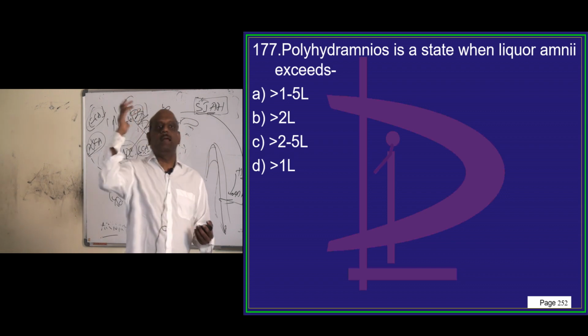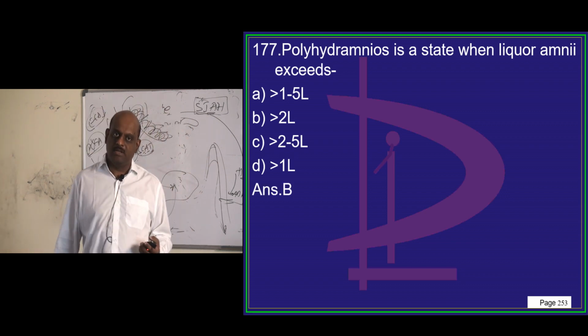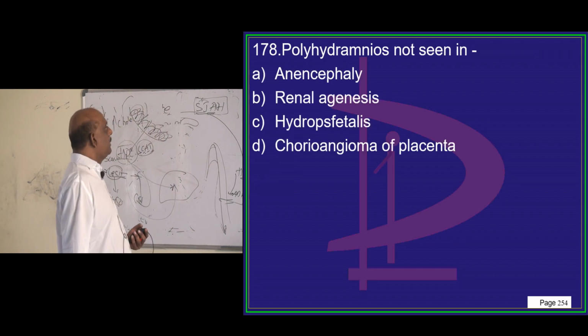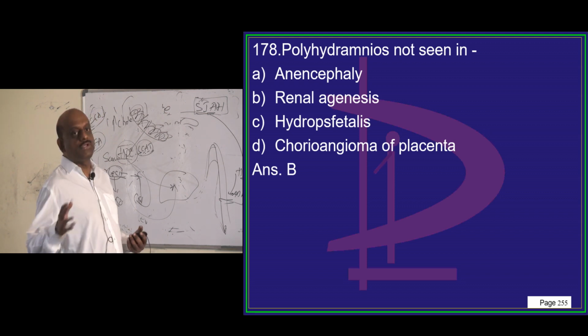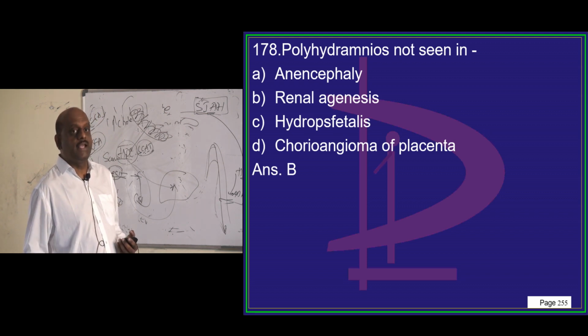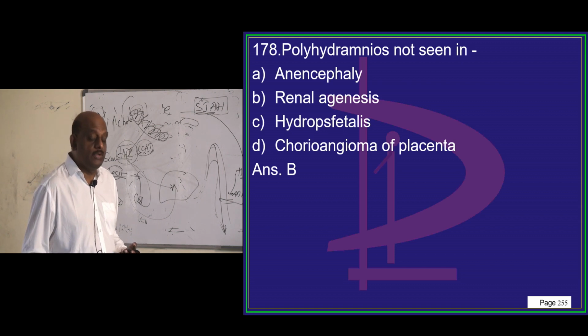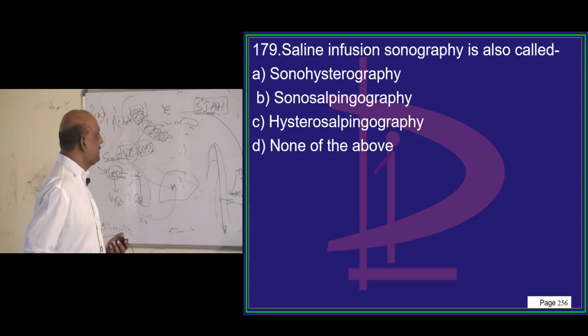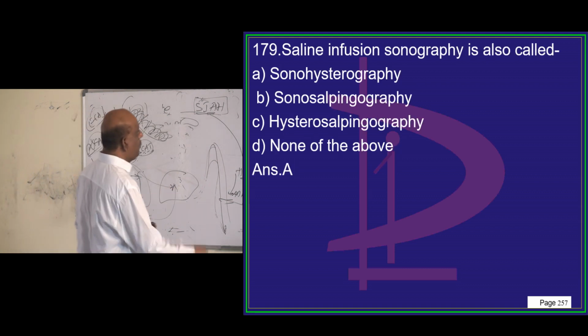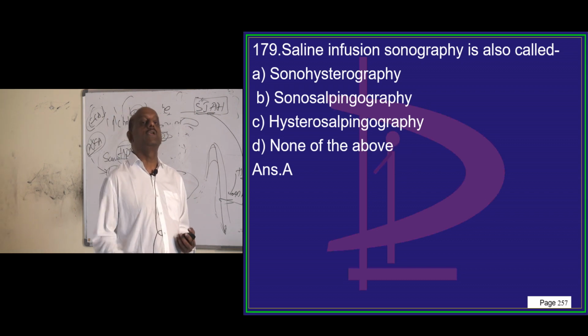Polyhydramnios means liquor amnion more than 2 liters, as all of you know. Then polyhydramnios is not seen in renal agenesis. Renal agenesis has oligohydramnios. Saline infusion sonography is also called sonohysteroscopy.